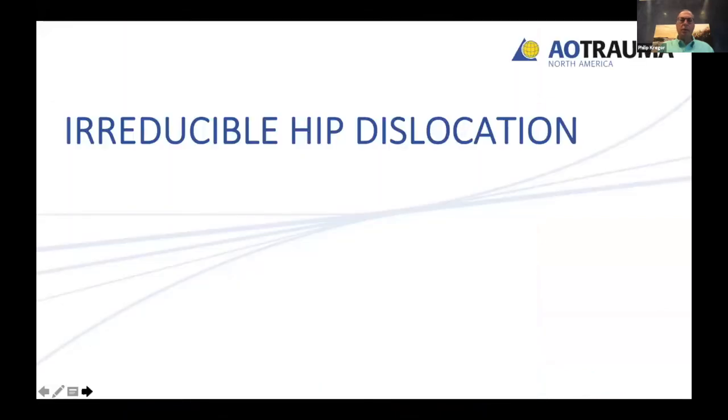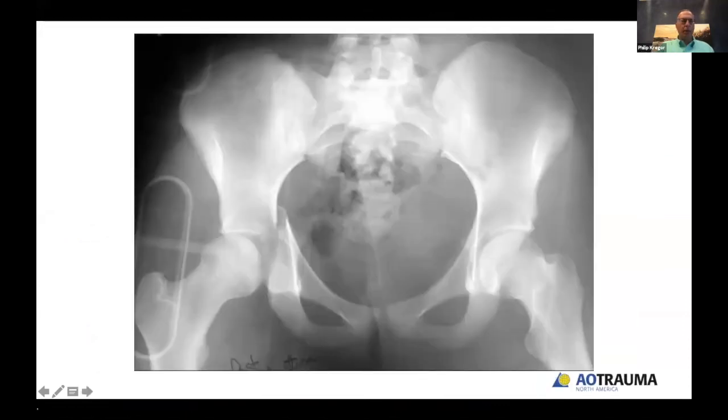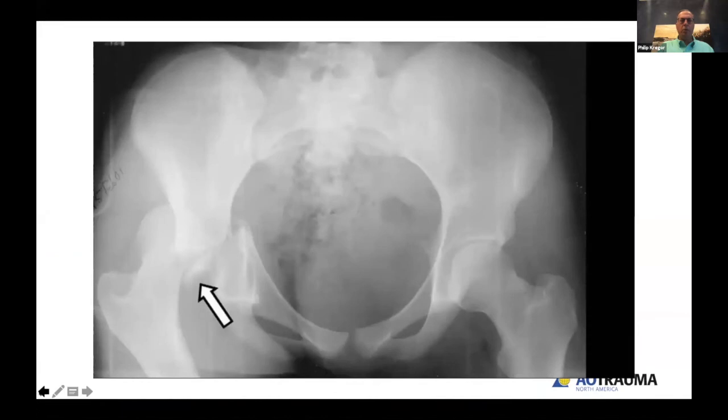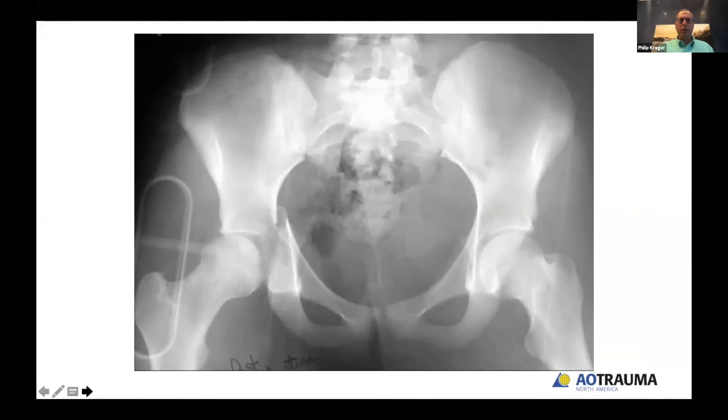So just a couple of case examples to show you how this might be utilized in a transverse with posterior wall. This is an irreducible transverse with posterior wall fracture. You see the posterior wall there. This is in a 16-year-old all-state track star. There you see an attempt at reduction, which is not successful.